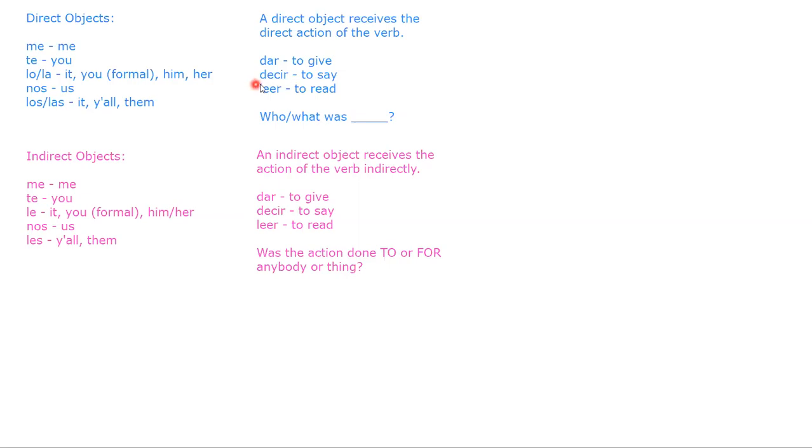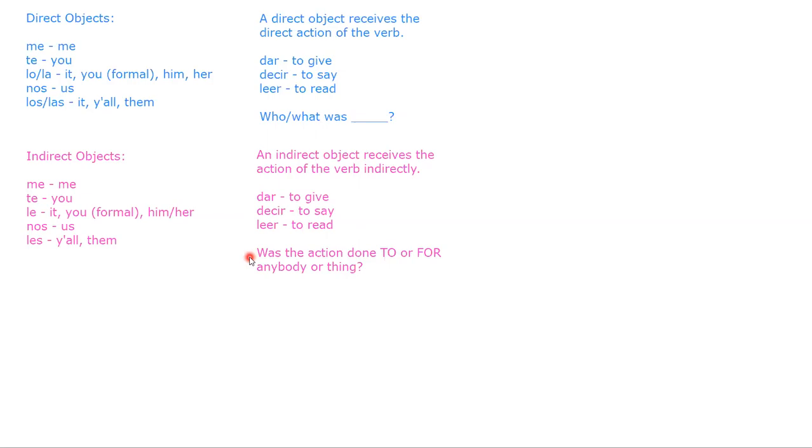A book was read. Beautiful. Those are all my direct objects. Hold on to them, and we're going to go into them in step 3. Now, an indirect object is something that receives the action of the verb indirectly. So a better question for an indirect object is, was the action done to or for anybody or thing?